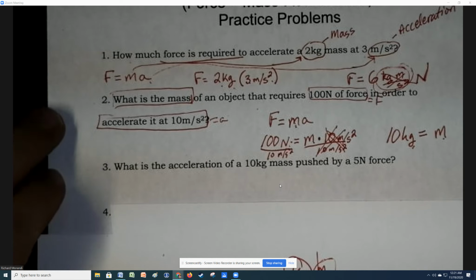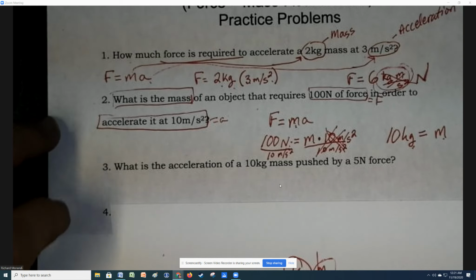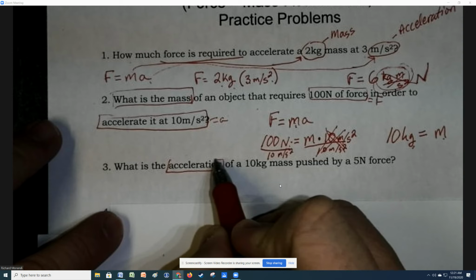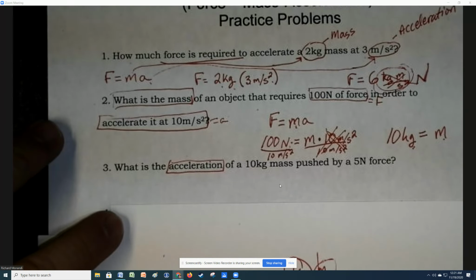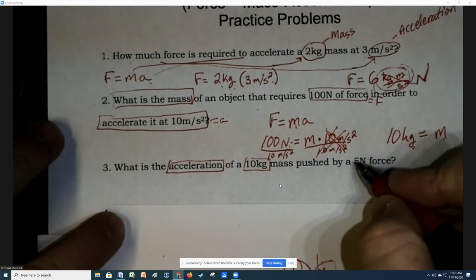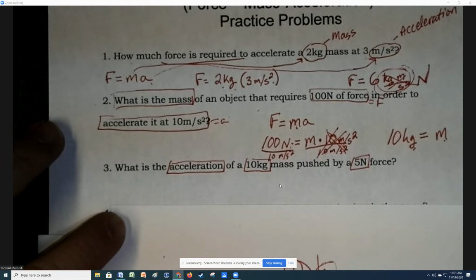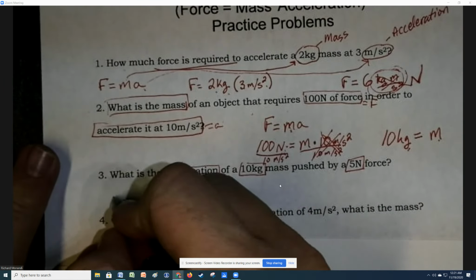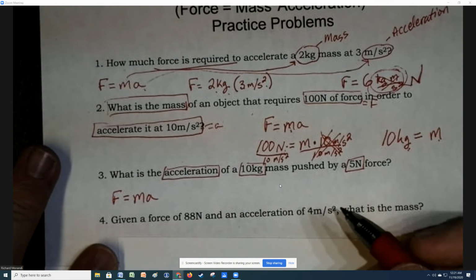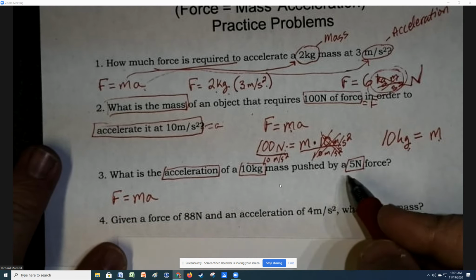So the next one: what is the acceleration of a 10 kilogram mass pushed by a 5 newton force? I start with the same thing. I'm looking for my acceleration. I don't know what that is. 10 kilograms, that's my mass. 5 newtons, that's my force. I put down my formula: F equals ma.